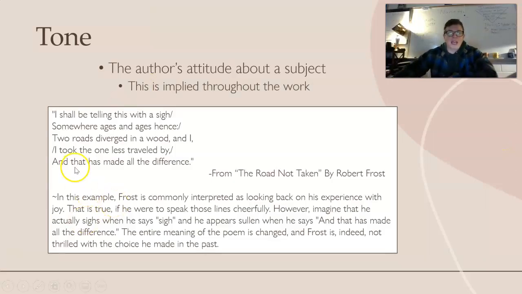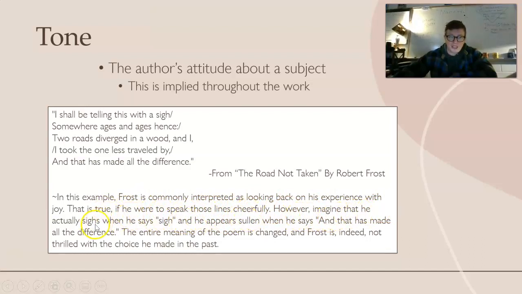So here we have this excerpt from the poem "The Road Not Taken" by Robert Frost. I shall be telling this with a sigh, somewhere ages and ages hence. Two roads diverged in a wood, and I took the one less traveled by, and that has made all the difference. In this example, Frost is calmly interpreted as looking back on his experience with joy. That is true if he were to speak those lines cheerfully.